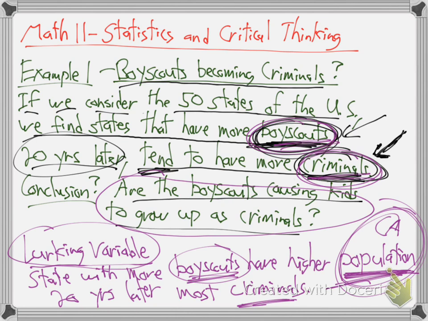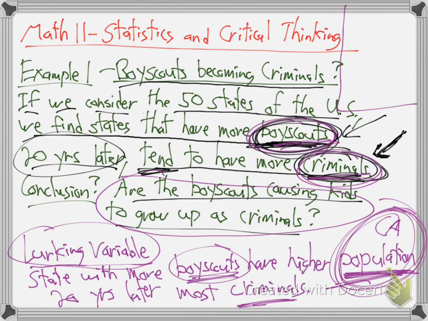When I first asked the question, it was hard to understand how we could not conclude that the Boy Scouts were cranking out criminals because states with more Boy Scouts 20 years later have more criminals. So do you see how we have to be careful there? Just because two things are connected doesn't mean one is necessarily causing the other. Just because Boy Scouts are connected to criminals, it doesn't mean Boy Scouts are causing people to become criminals. What was causing them both is population.